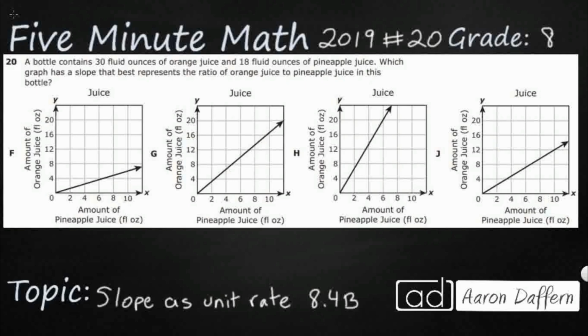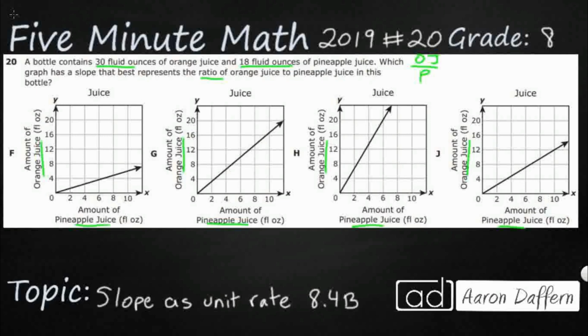So we have a bottle. It's got 30 fluid ounces of orange juice, 18 fluid ounces of pineapple juice. So we need the slope here to represent this ratio. It looks like our orange juice, OJ, is going to be on our y-axis, and the pineapple is going to be on our x-axis. Always make sure you know where your x and your y are going to be.